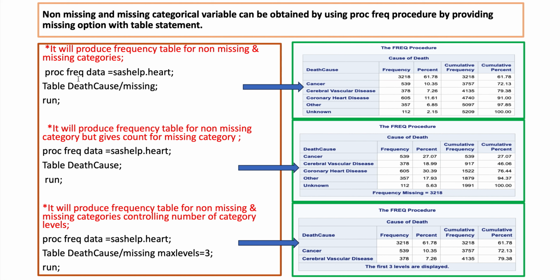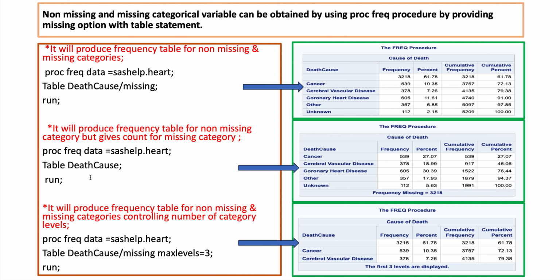Let me go through the first set of code. It starts with PROC FREQ data=SASHELP.heart; tables DeathCause / missing; run. DeathCause is a categorical variable. When we run the first set of code, it will generate the result as shown on the right side, first table. From this table, the frequency table has included the missing category. Missing category frequency, percentage, cumulative frequency, and cumulative percentage. Those are included in the frequency table.